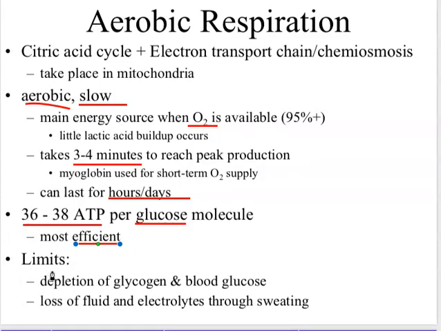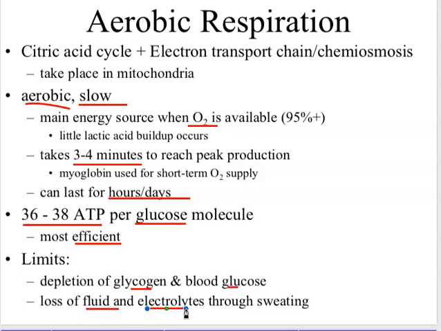The problem with aerobic respiration is eventually we run out of glycogen and glucose and there's nothing more to use for energy. The other problem, if you're doing an ultra marathon or something, is that eventually you lose fluid and electrolytes through your sweat.